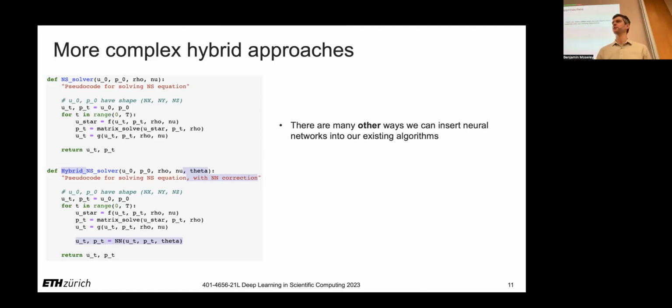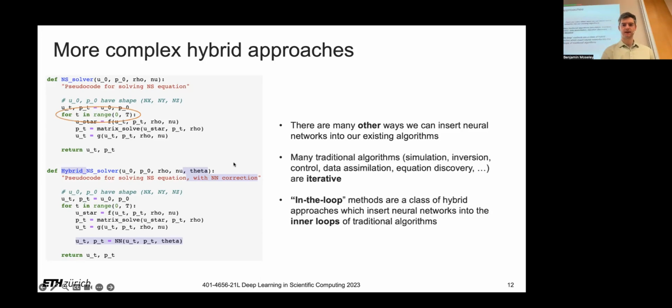Yeah, that was one idea from last week. This matrix solve can be very expensive if you have a really large grid that you're discretizing the solution over. So you could have a neural network here which maybe initializes that matrix solver algorithm or preconditions it somehow.